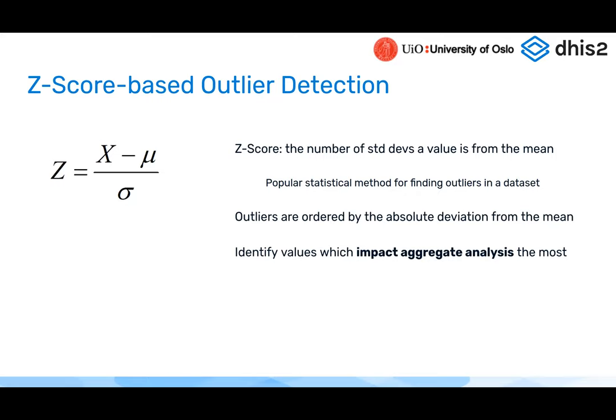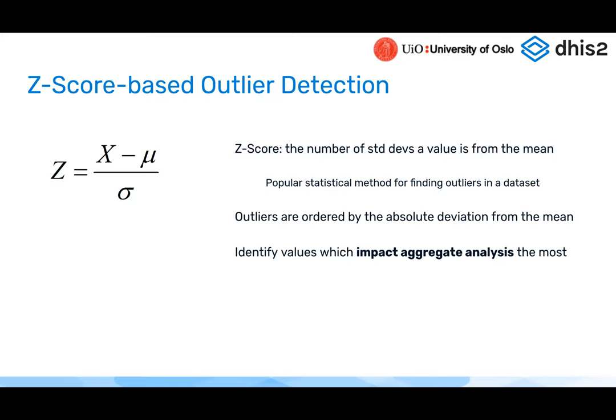So z-score basically means the number of standard deviations a value is from the mean, right? And this is a very typical and popular method in statistics for finding outliers in datasets. So the good thing with the new functionality is that outliers are ordered by the absolute deviation from the mean. So basically how far the value is above or below the mean. They also rank the values by the deviation from the mean. And the good thing here is that we can then easily identify the values which impact the aggregate analytics the most. Previously, the problem was that we only had all outliers returned without any significance or order.